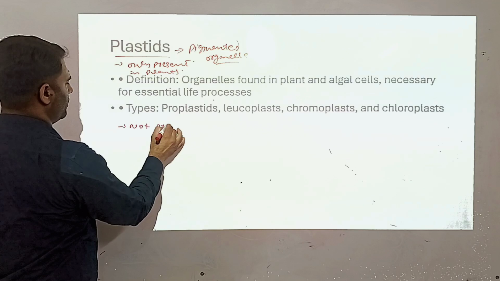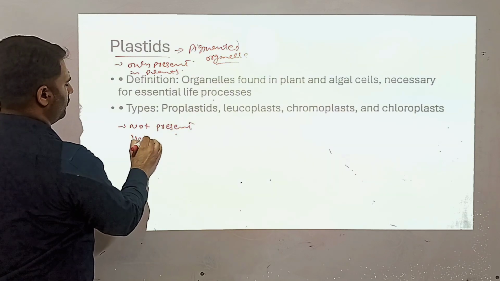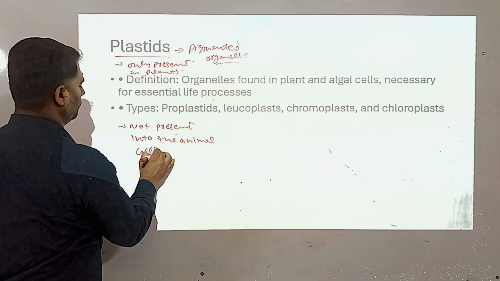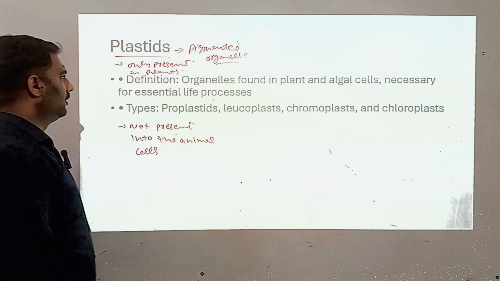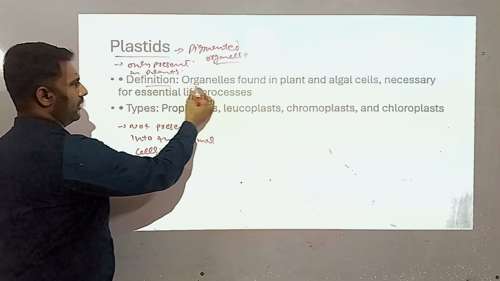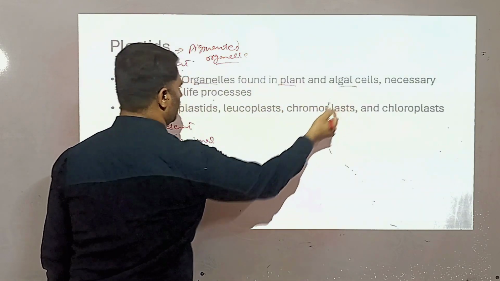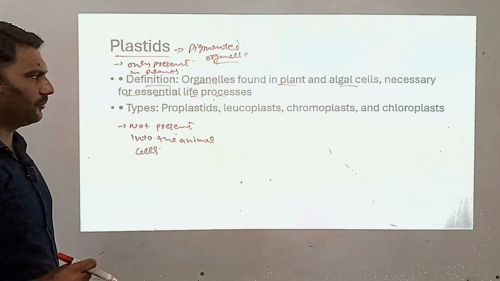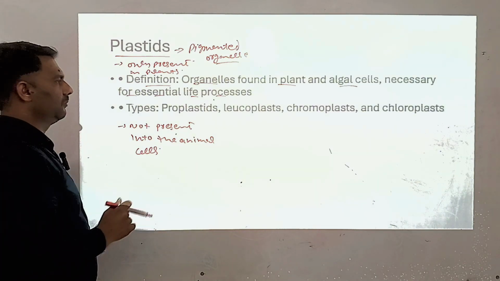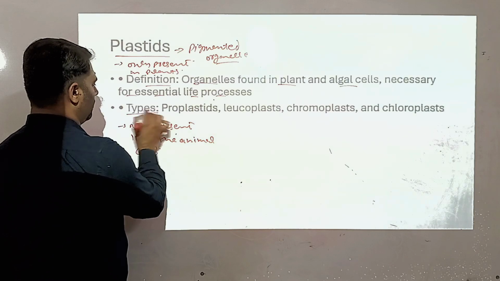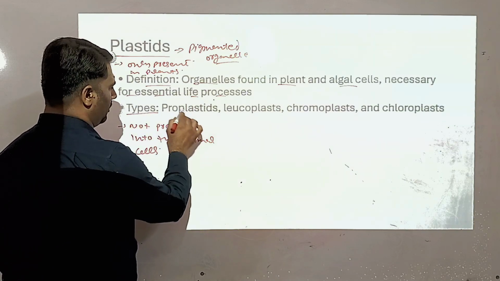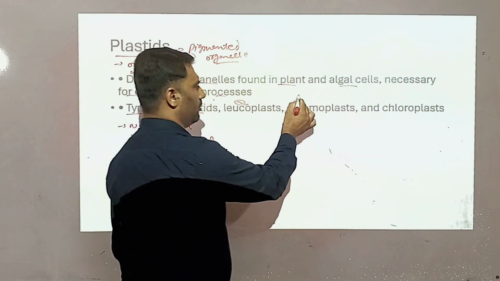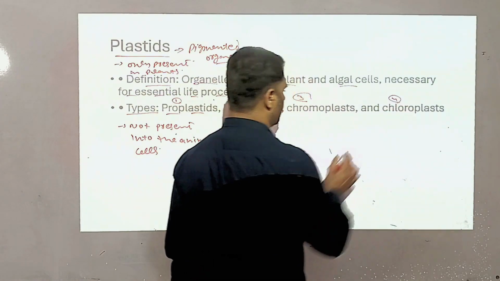They are only present in the plant cells. For definition, firstly, these are organelles found in plants and animal cells, necessary for essential life processes. These organelles are present in plants and algae, and there are actually four types. First is the proplastid, second is the leucoplast, third is the chromoplast, and fourth is the chloroplast.